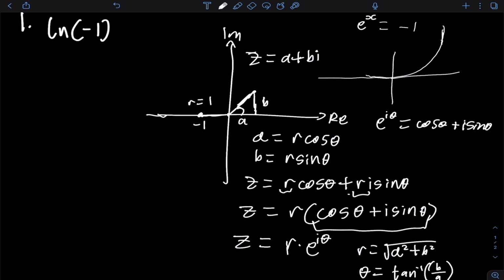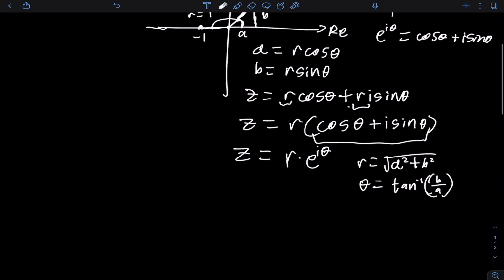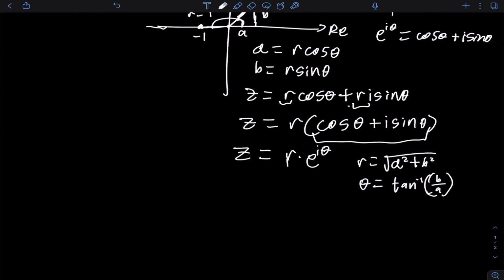We don't need to calculate anything there. And to get theta, well, we know theta is the angle from the positive x-axis, so it would be this. And we see that, of course, this is the angle formed with a straight line, which we know is 180 degrees, or you can write this as pi radian. So theta is pi.